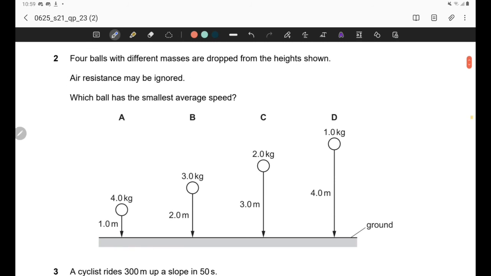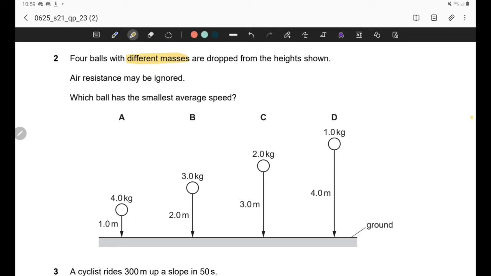Question 2. 4 balls with different masses are dropped from the height shown. Air resistance may be ignored. Which ball has the smallest average speed? So we have 4 different balls. They are having different masses. That is one important point we have to check. The balls with different masses.